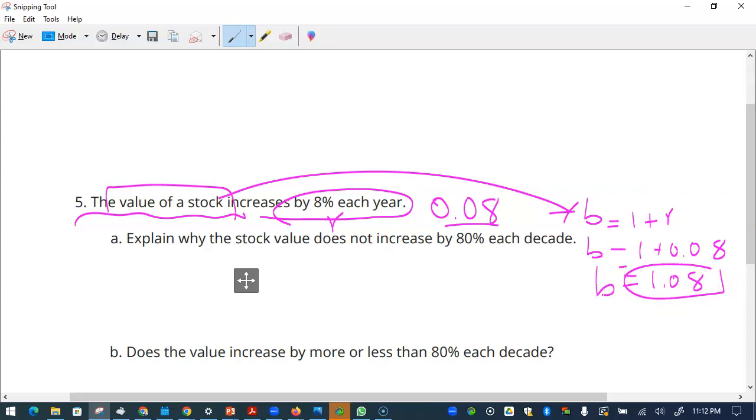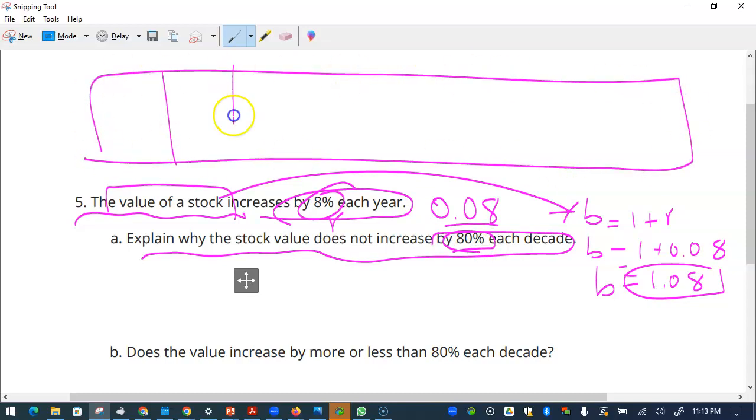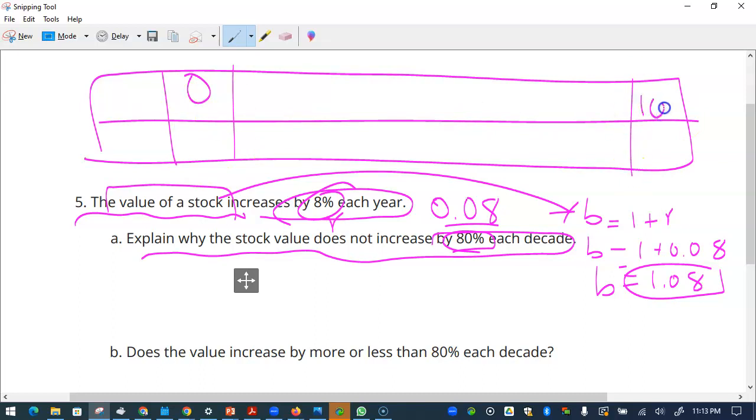Now every year, explain why the stock value does not increase 80%. By common sense, we say 8% means you multiply by 10, it becomes 80. So is it really true? We can check. So why don't we make a table like this? In the beginning 0, and this is 10 years. 10 years means it is 1 decade, right? So in 10 years, whatever the value of the stock, I'll just put some number, 150 maybe. So from here to here, it becomes 150.